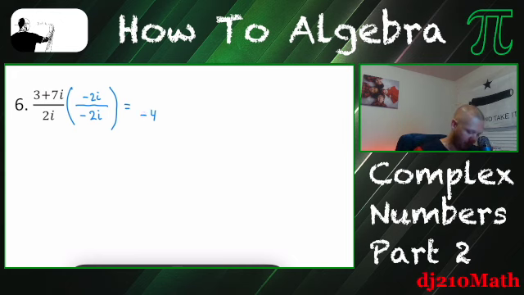So maybe you don't like it when I go fast. So this is i squared. This is really -1. So this is actually going to be +4. Right, negative times a negative is positive 4.